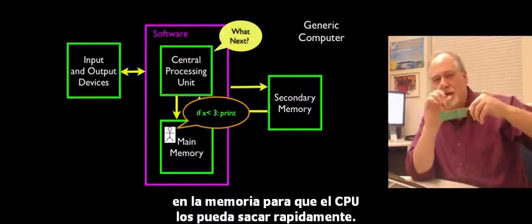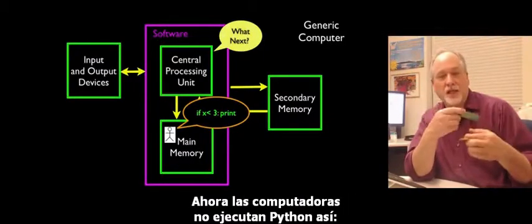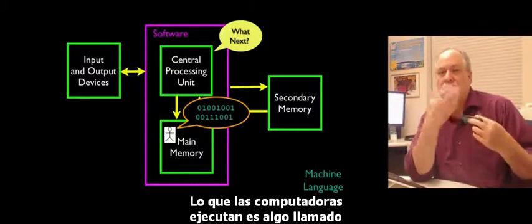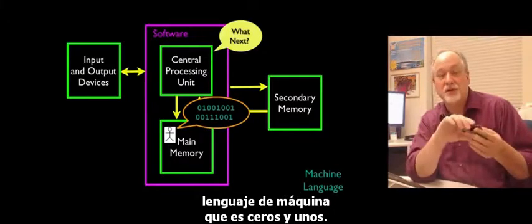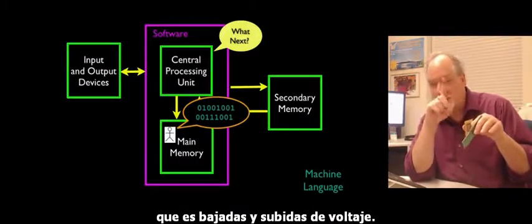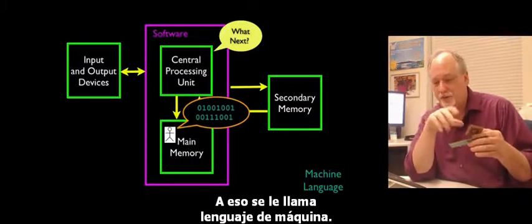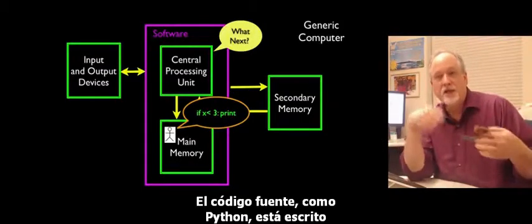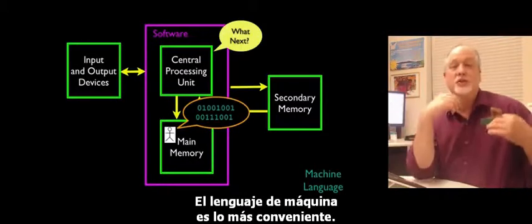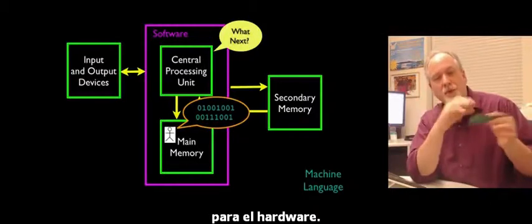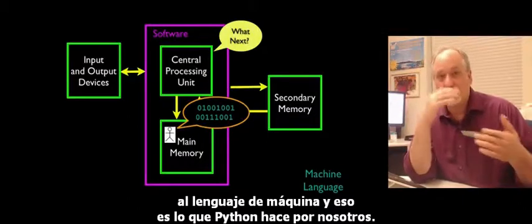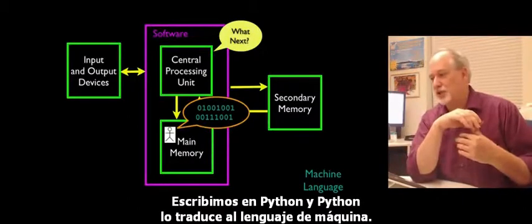Now, the computers don't really execute Python, like if x less than 3 print, but that's what we tend to want to write, because what the computers really execute is a thing called machine language, which is a series of zeros and ones that pretty much translate directly to what's on these pins. There's voltages that go up and down. That's called machine language. Source code, like Python, is written in a way that's more convenient for us. Machine language is what's most convenient for the hardware. So we have to translate from source code to machine language, and that's what the Python program does for us. We write in Python, and Python translates to machine language for us.